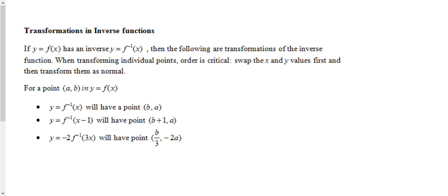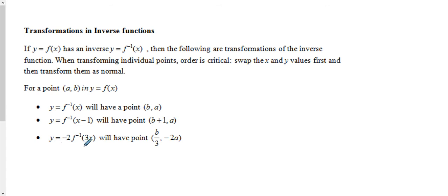Here, this is just transformations for an inverse summed up in a nutshell. So what are we doing? If you had coordinates, you're just switching around your x's and y's. In this case, it's saying if you had coordinates a, b, your inverse will have coordinates b, a. If you had a horizontal shift, say you're shifting it 1 to the right, it's still going to be +1, but you would have had to do it on the inverse.